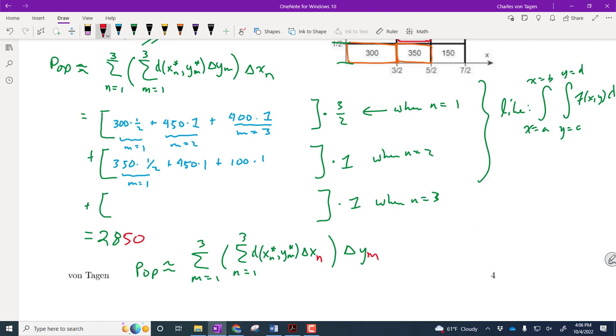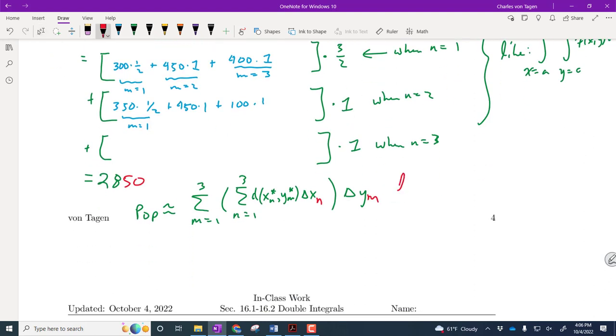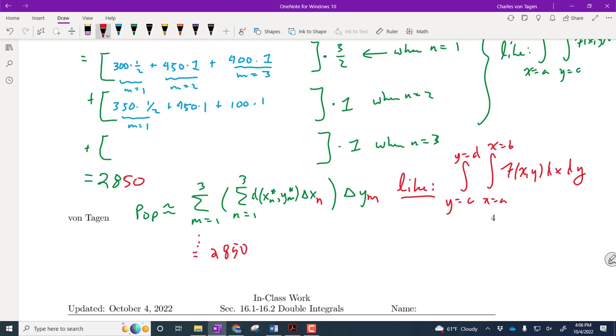Great. And so what is this like, folks? This is like the iterated integral from y equals c to y equals d, integral from x equals a to x equals b of f of xy dx dy. It's like a type 2 integral. But again, no matter how you do this, you end up with the same 2850.